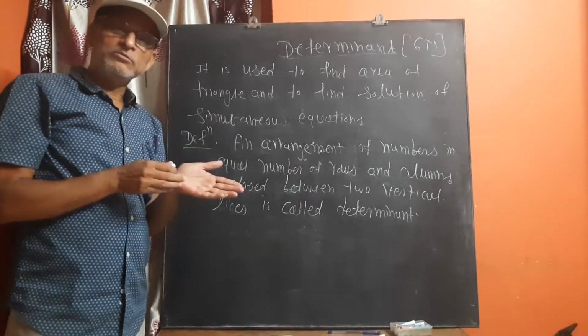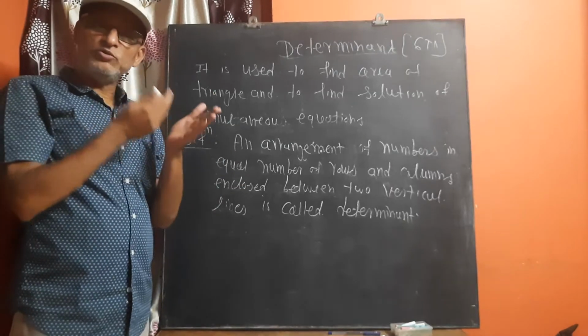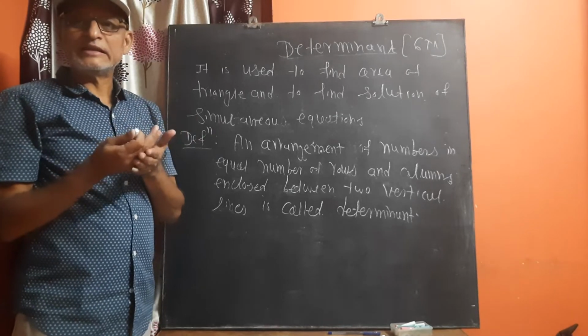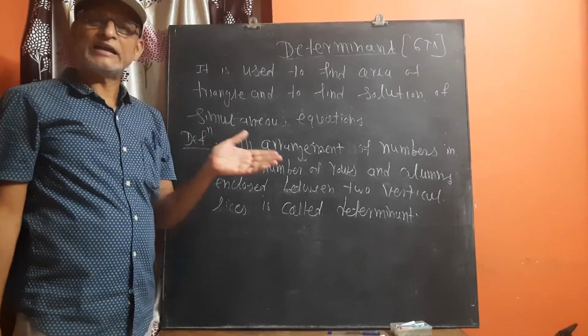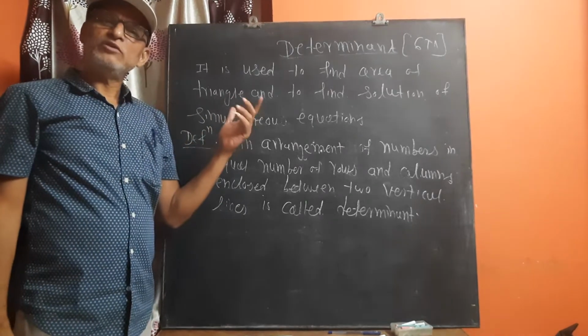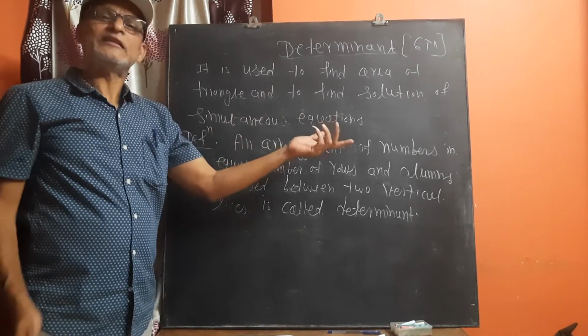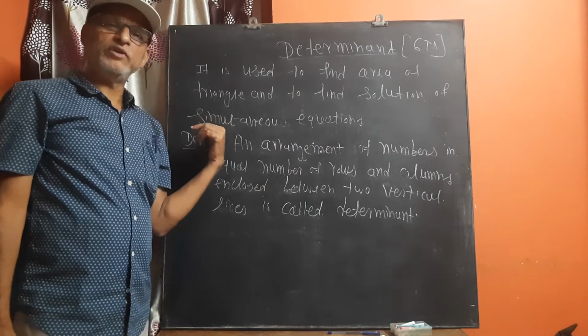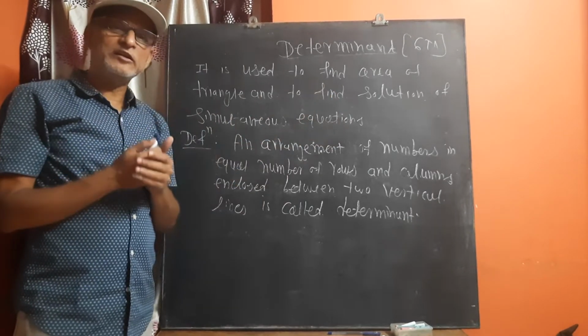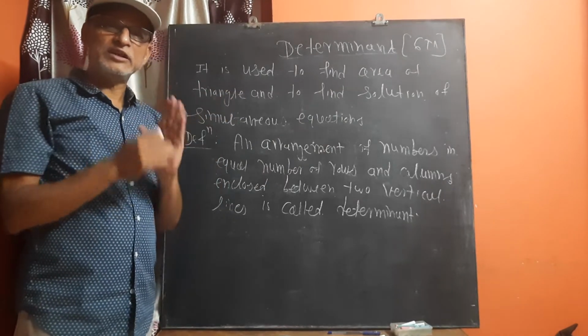The meaning of equal number of rows and equal number of columns: there may be 2 rows and 2 columns, there may be 3 rows and 3 columns, there may be 4 rows and 4 columns, and so on. But in our syllabus we are having only 2 by 2 order and 3 by 3. Rather, I can say that we have to solve the problems on 3 by 3 determinant. Now 3 by 3 determinant means 3 rows and 3 columns.